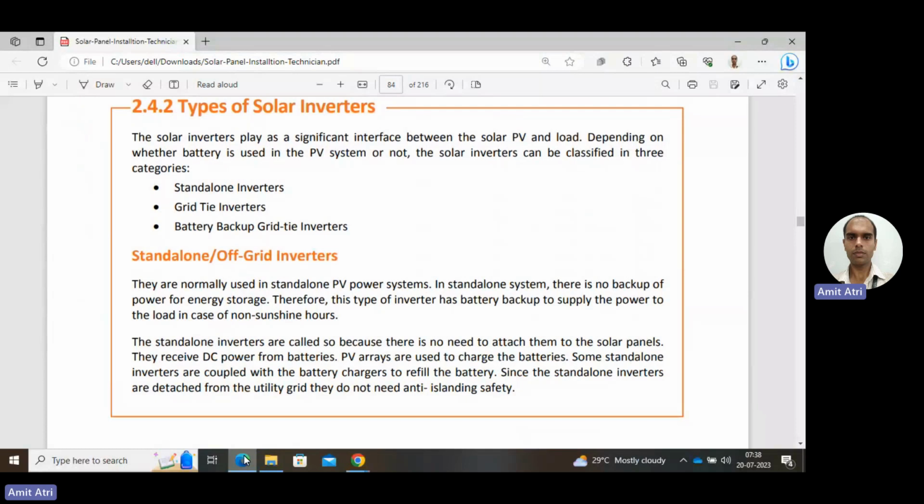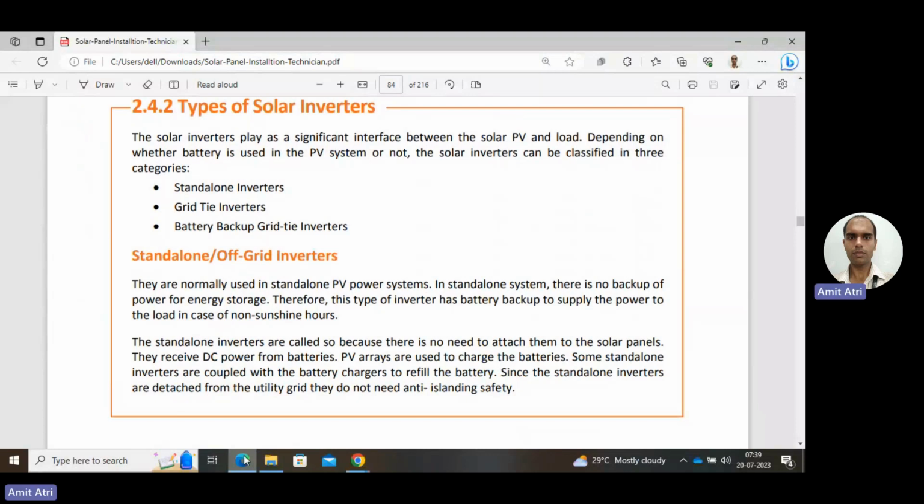Like the house is in some village and the village is not connected to the grid, electricity is not there. In that village we can use these solar systems, and the electricity which is generated is consumed inside the households in the village. So we are not purchasing anything from the grid. So that is the standalone mode.